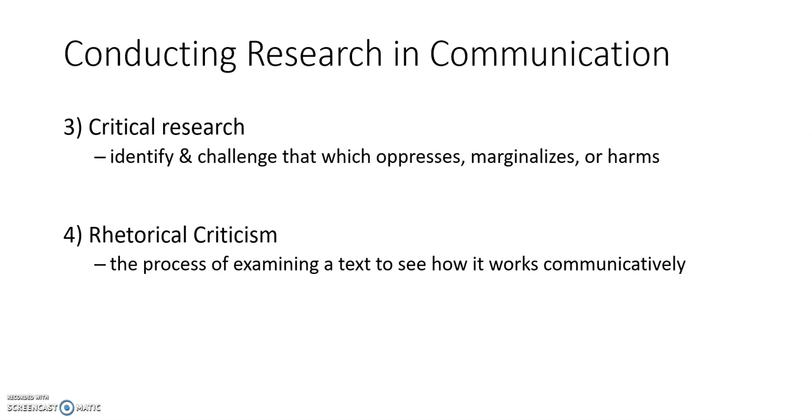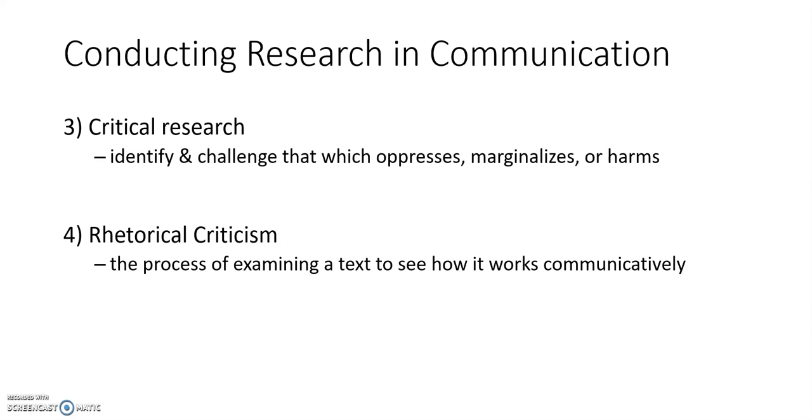The third and fourth kinds of research that happen in communication are critical research and rhetorical criticism. Critical research, as described in the book, identifies and challenges that which oppresses, marginalizes, or harms. And this may be more theoretical. You're not running an experiment here, but maybe you want to do critical research about, I don't know, immigration in America. And you analyze the history of that, and then may make arguments about, in your paper, in your presentation, about systems that might oppress immigrants that we have. There are lots of different things you can do there.